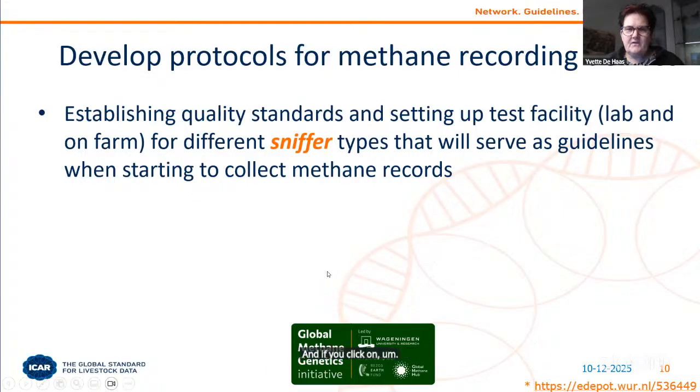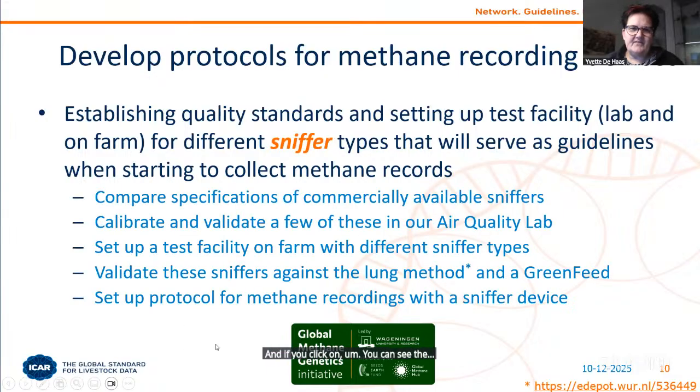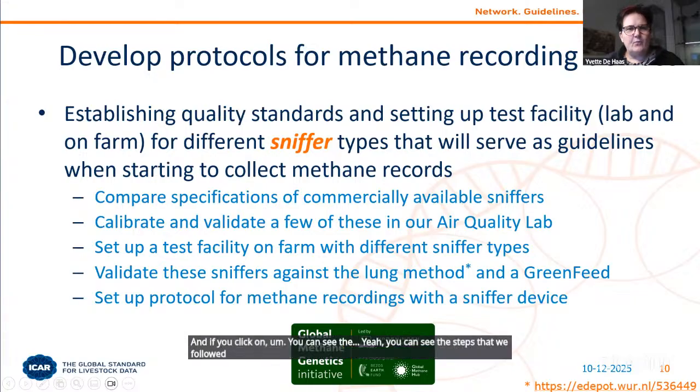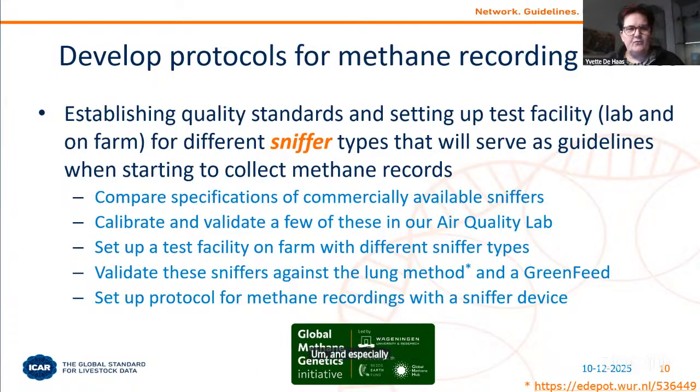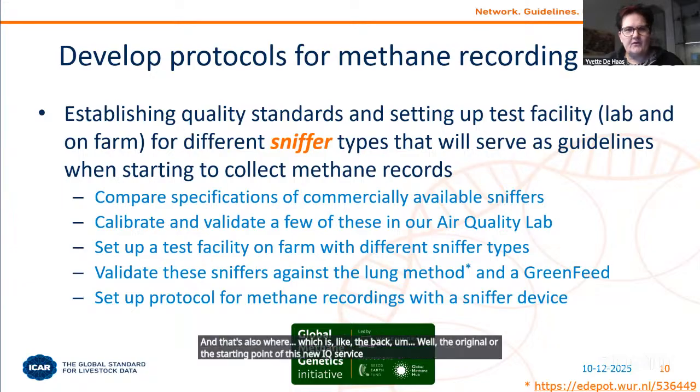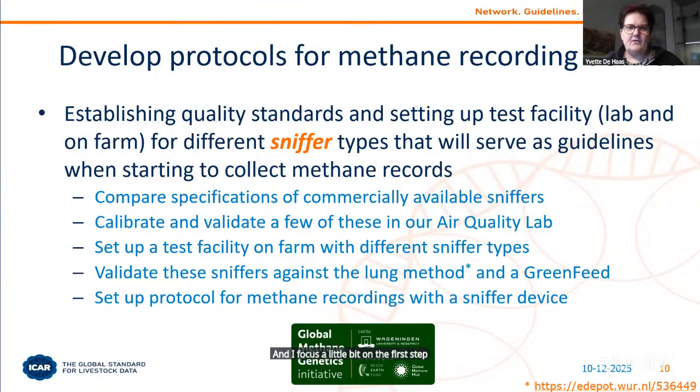And if you click on, then you can see the steps that we followed to come towards these protocols. Especially steps 2 to 5, the last 4 steps, are where we really learned how to set this up and learned our lessons. That's also the origin or the starting point of this new ICAR service. Lisa will explain a bit more about those steps in her slides, and I focus a little bit on the first step, on the next slide.